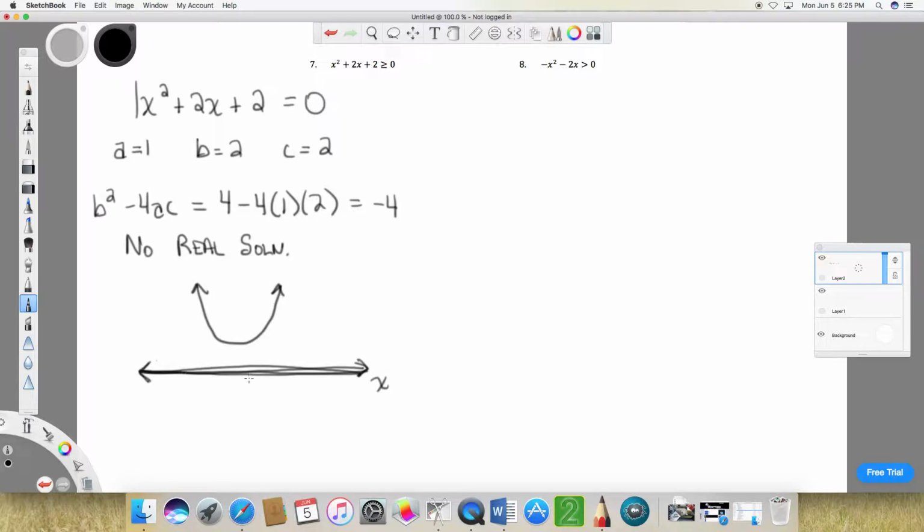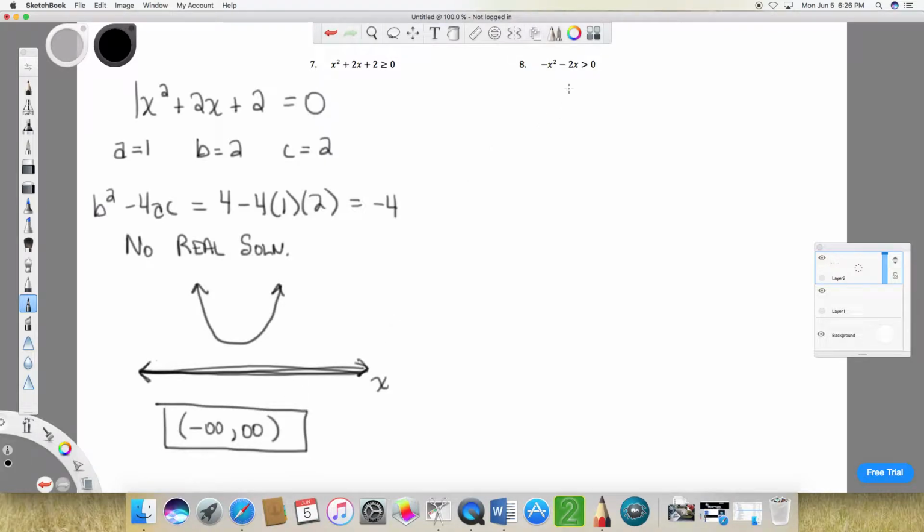Any value that you pick on the number line, and you plug it in and do this arithmetic, you're going to get a number that is bigger than 0. We've already determined that you're never going to get 0. So our solution set is all real numbers from negative infinity to positive infinity.